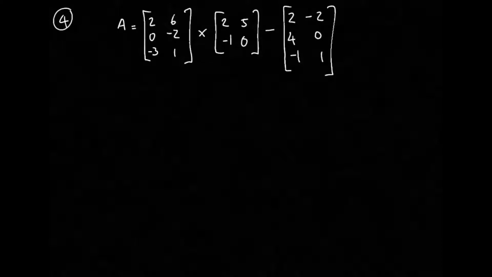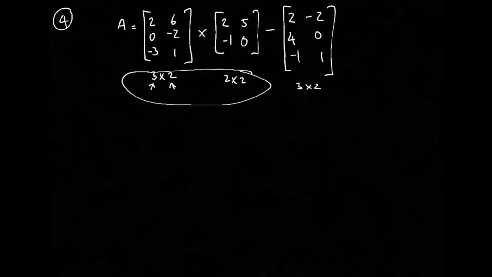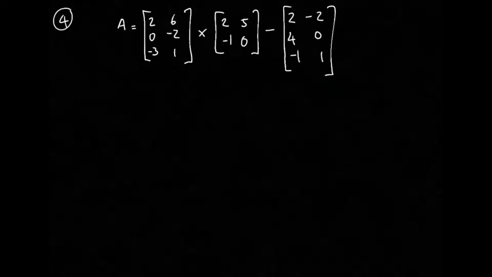So firstly, let's look at the order of these. So this is 3 by 2. Remember, you do rows by columns. This is 2 by 2, and this is a 3 by 2. Now, you need to do the multiplication first. It is defined because the inner numbers are the same, so you'll end up with a 3 by 2 matrix. Now, this matrix needs to have the same order as this one, which is correct, so we can work it out. Firstly, we do this multiplication.